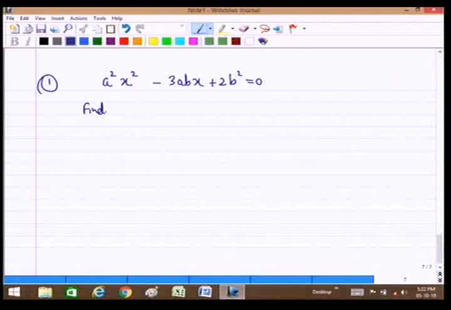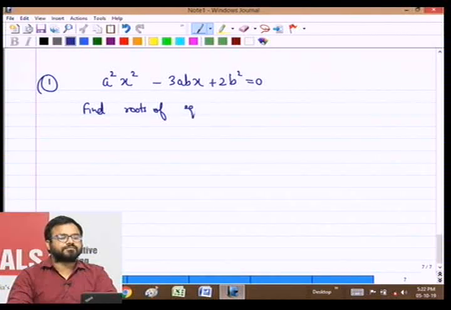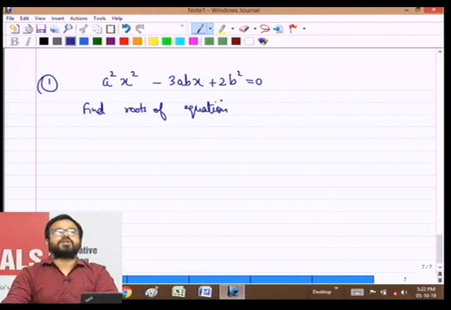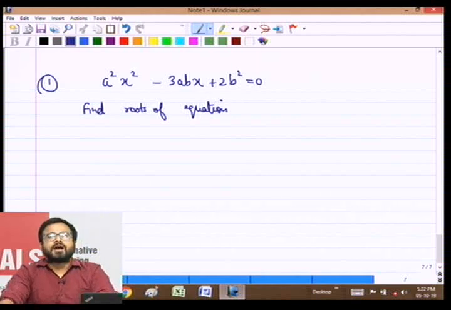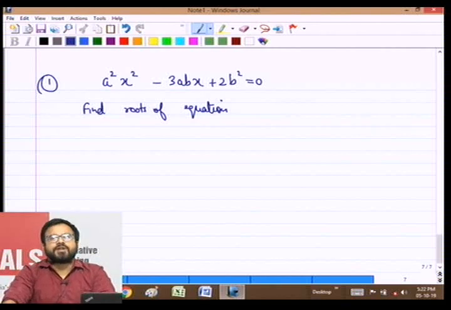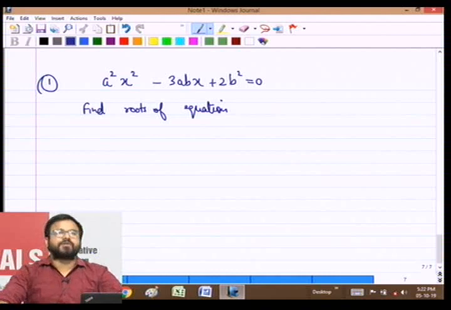Okay, welcome back students. Now let us start with some new questions. So solve this one. Find the roots of the equation. You can use any method, it is a quadratic. Either you can use completing the square, middle term splitting, or the quadratic formula. Any method you can use to find the value for x.